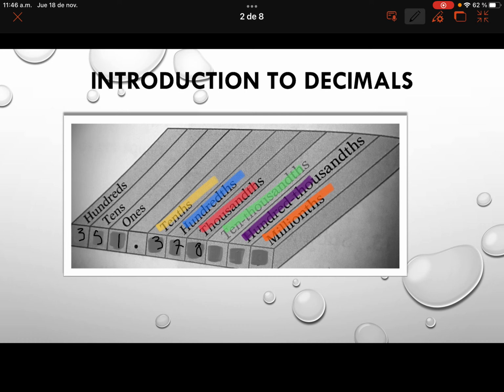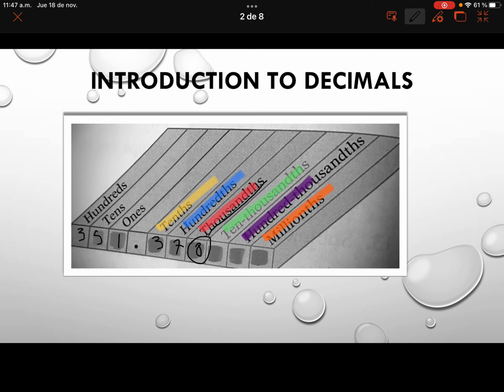Then we have to read this number like this: 351, and the word "and" replaces the point, or is indicating that we have to write the point. Okay, then 351 and 378 thousandths. We finish the pronunciation with the name of the place value of the last number. In this case, the number 8 is in the thousandths position, so we finish the pronunciation of the number with that word.